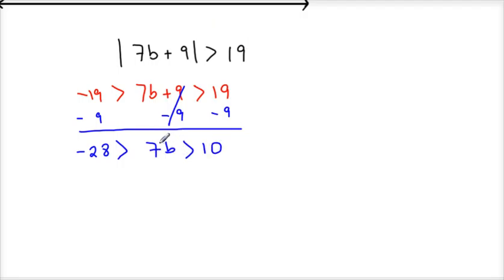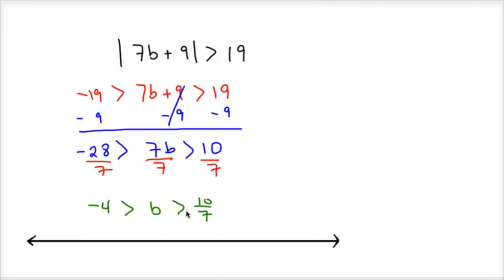Okay, I'm getting closer. I don't want 7b, so I'm going to divide all sides by 7. Alright, and here I have negative 28 divided by 7. I get negative 4 is greater than b, which is greater than 10 over 7. Can't be reduced. I'm just going to leave it as 10 over 7.